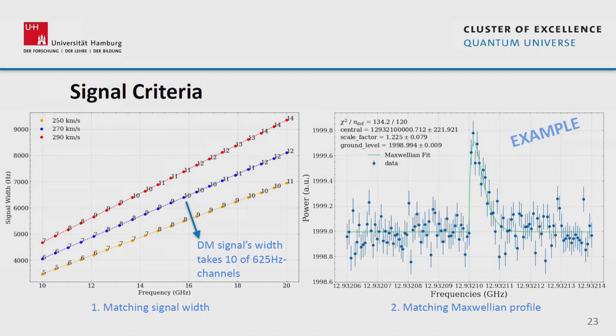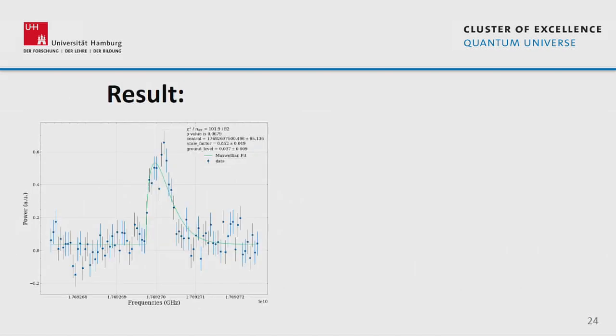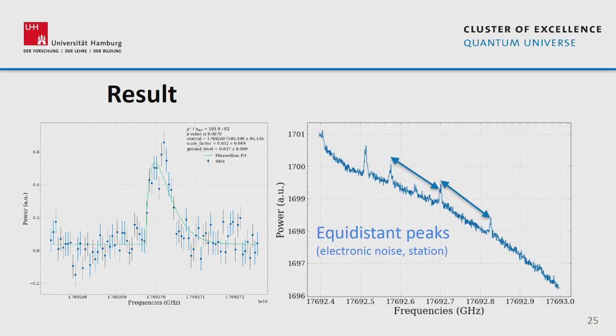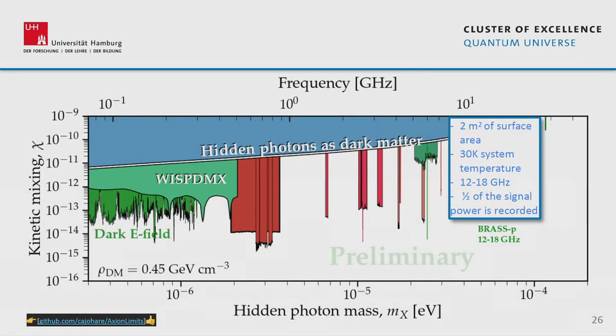Let's go to the result. We find some really nice signal that fits really well, but when we zoom out, it seems to be equidistant peaks that could come from electronics or from a TV station, because as I told you, we have some bad shielding right now and need to fix it. So now we find no signal for now. Of course, this is still preliminary.